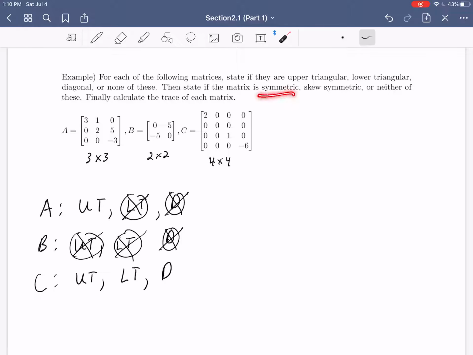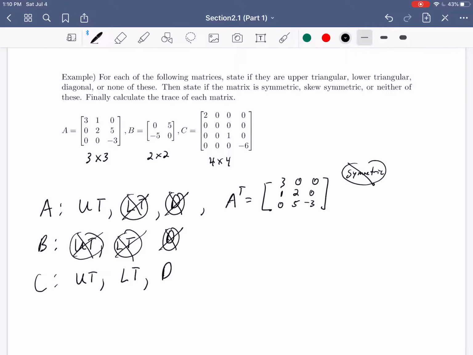Okay, now let's talk about symmetric and skew symmetric. So to do that, let's determine the transpose of each. So A transpose would be 3, 1, 0, 0, 2, 5, 0, 0, negative 3. Now, clearly, A transpose is not the same as A, so we know that symmetric is out. And if we imagine negating this, we get something like negative 3, negative 1, 0. That doesn't look anything like this, so it is also not skew symmetric. So that's out as well.